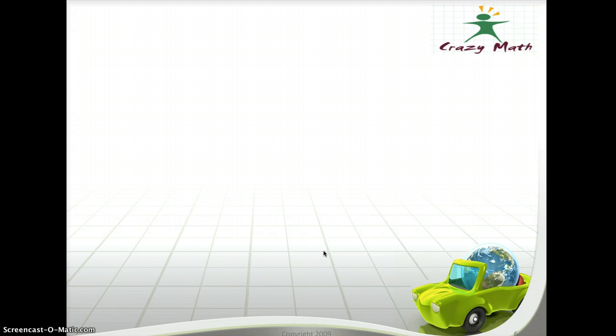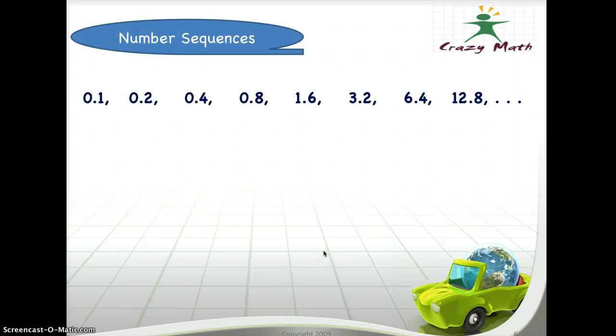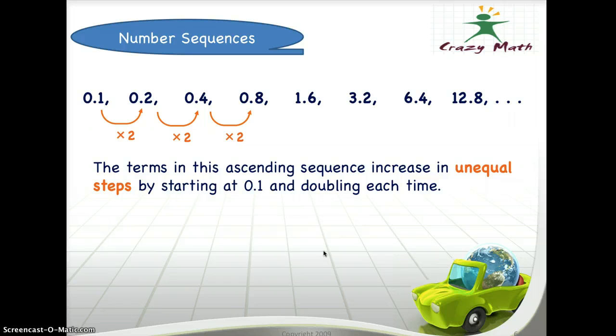Another number sequence, 1/10, 2/10, 4/10, 8/10, 1 and 6/10, 3 and 2/10, 6 and 4/10. If you take a closer look at it, it's times 2 each time. So we can describe this number sequence as, again, ascending sequence or an increasing sequence, but by unequal steps. So you describe it as it starts at 1/10 and you double it each time.